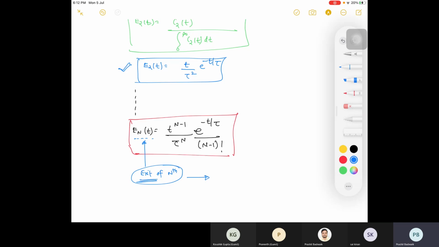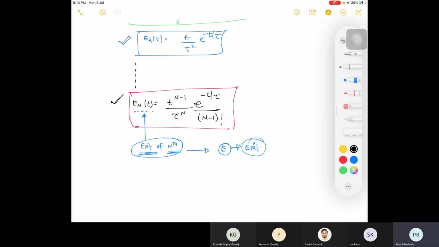By the way, this E curve is telling you the exit age distribution, so that will always be for the nth reactor. It is always for the nth reactor because it is the exit age distribution function. So this is your E(t). Now, very important.